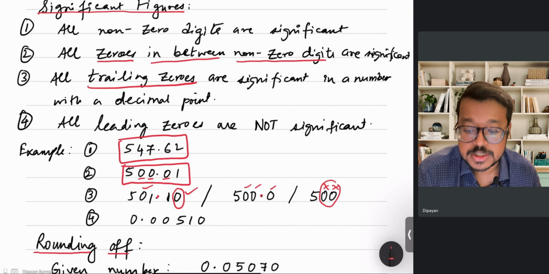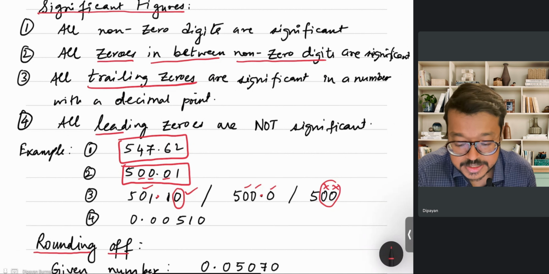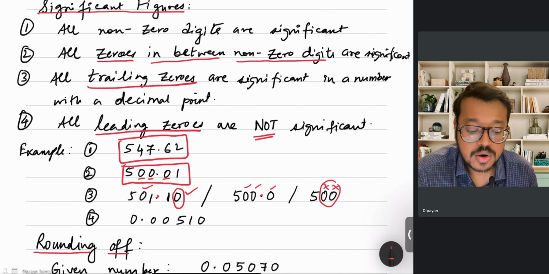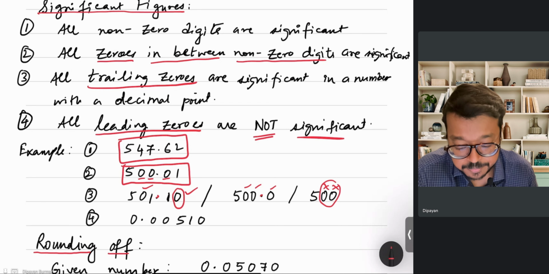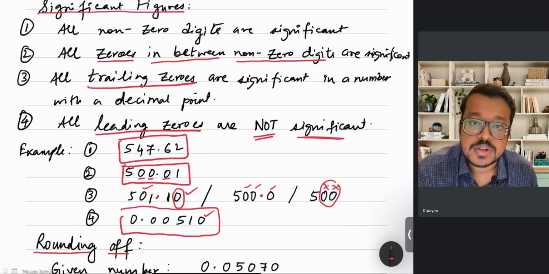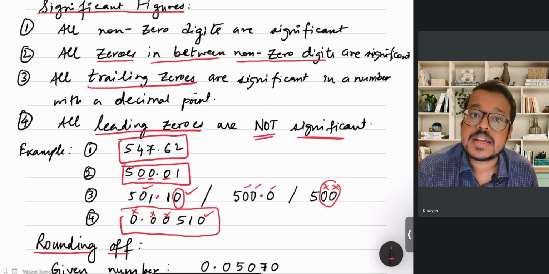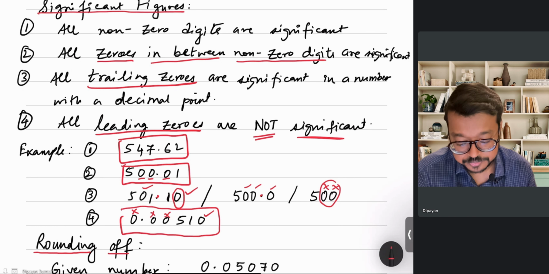And then the last possibility is that we have zeros at the beginning of the number or on the left side of the number. They are called leading zeros and they are not significant. For example, if I have a number 0.00510, the 0 at the end is a trailing 0, it is significant. But the starting 3 zeros are leading zeros, they are not significant.